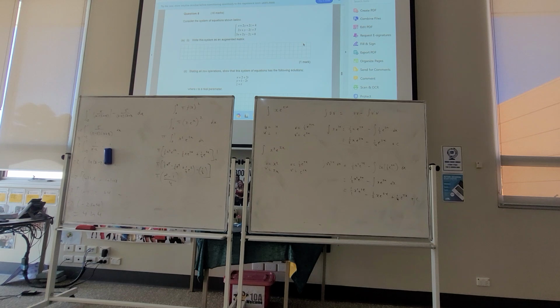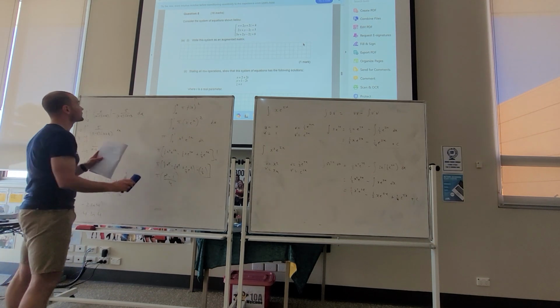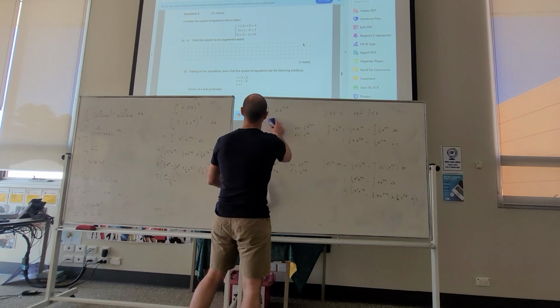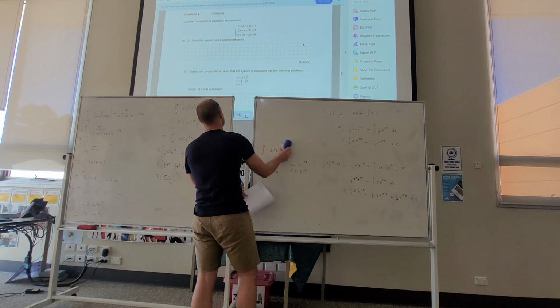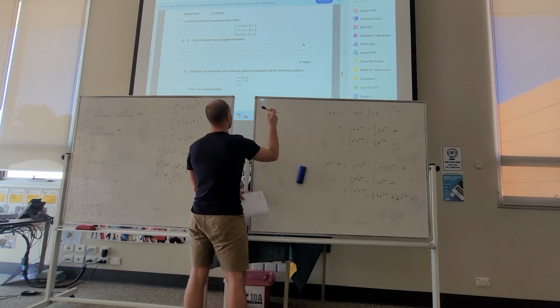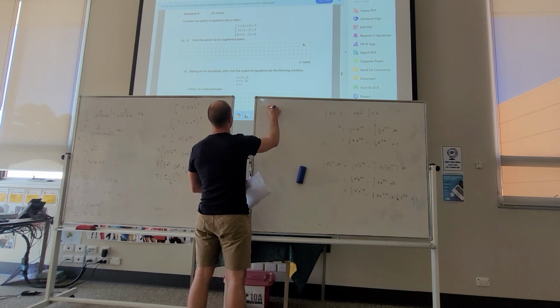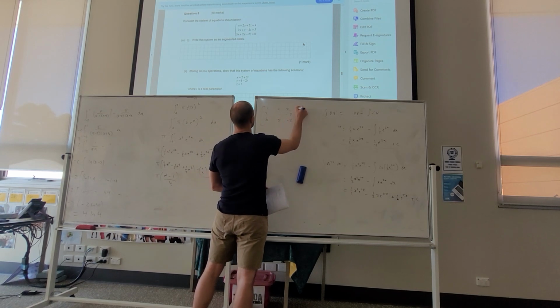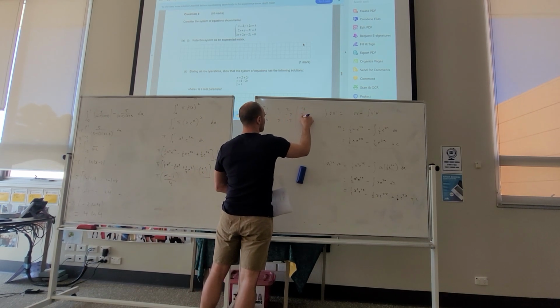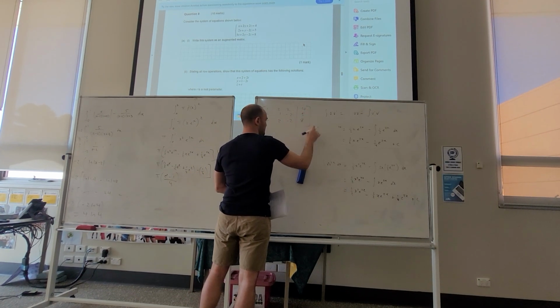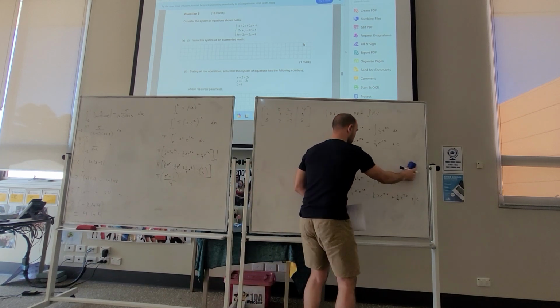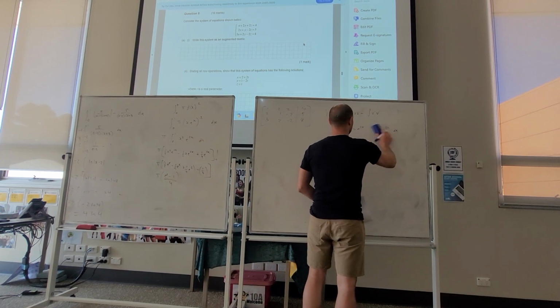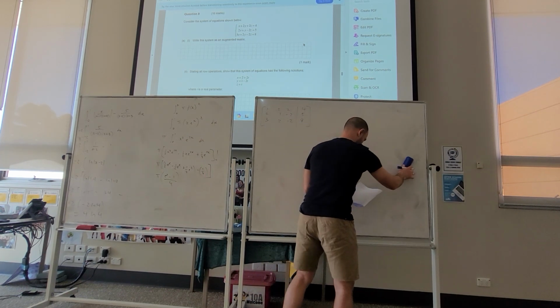Okay. Consider the system of equations shown below. Write this system as an augmented matrix. Okay, so one mark for getting rid of the x's, y's, and z's. So we've got 1, 2, 2, 2, 1, minus 2, 3, 2, minus 2, 4, 5, 8. Alright, talk about easy marks to get, right?